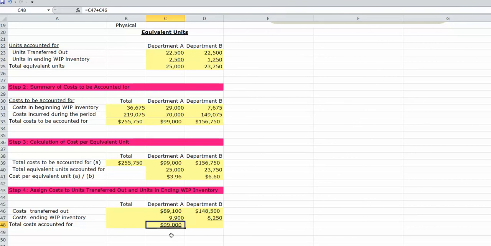Here were our costs from Department A. The 99 agrees with the 99. And for Department B, the 156 agrees with the 156. And we could also check in total to make sure that our total cost of 255 agrees with our cost to be accounted for.